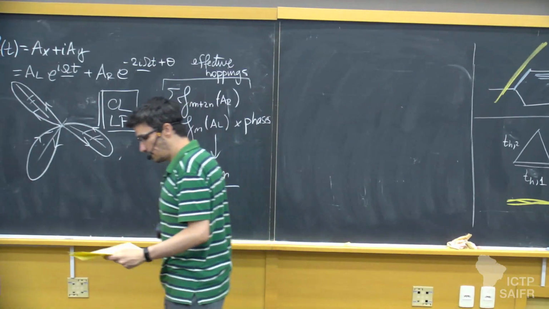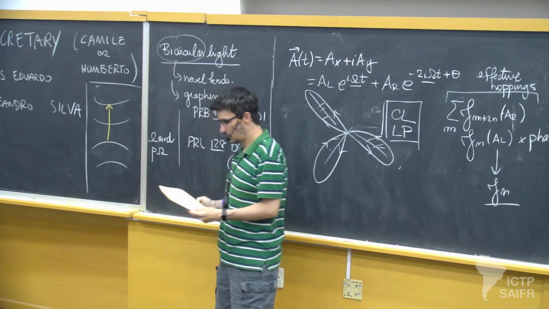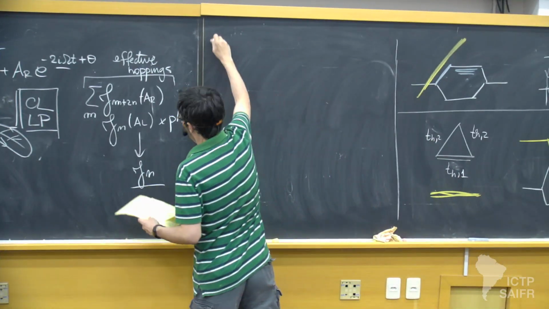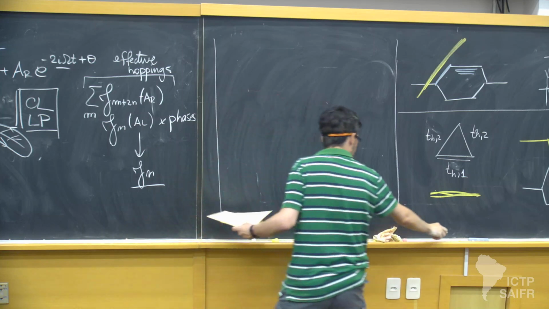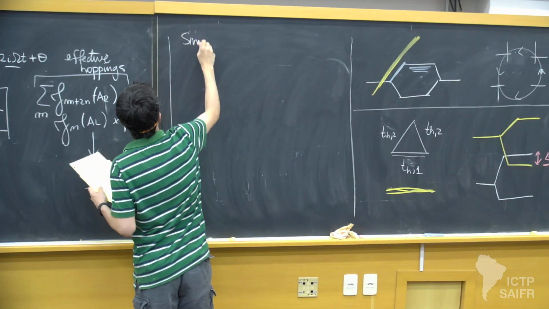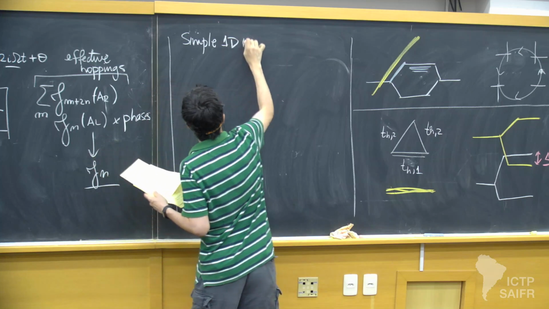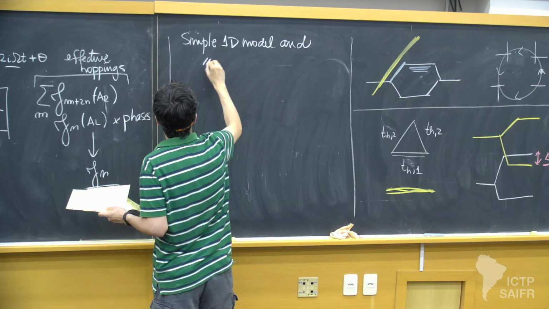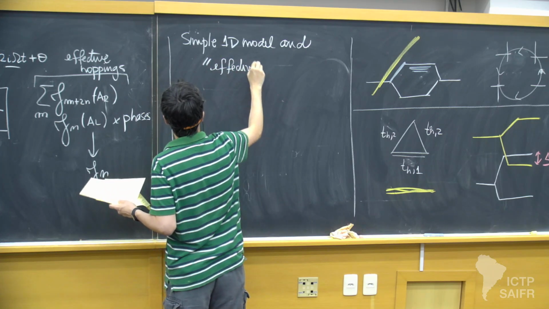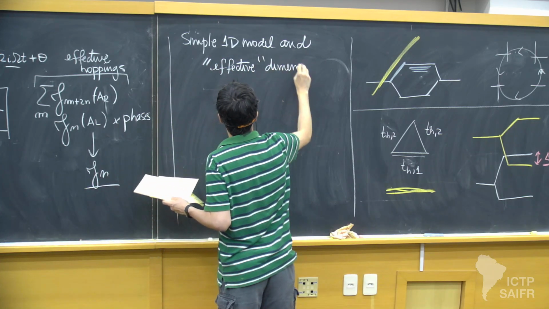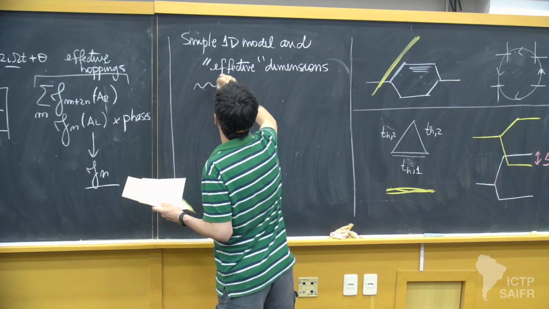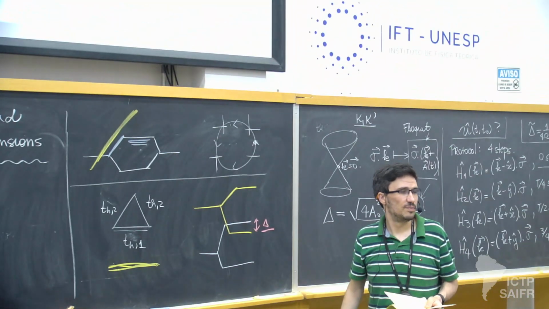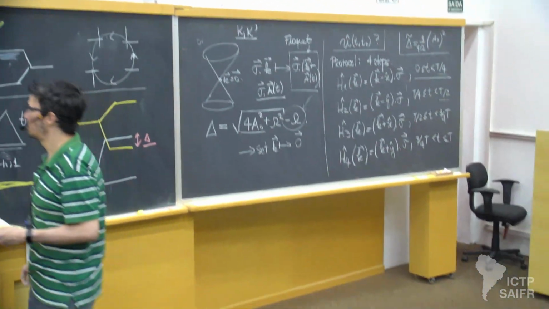So let's start with a chain. If we start with a chain, and then we want to see, so again, I would just give the title to this of a simple 1D model, and for lack of a better word, call it effective dimensions. It's still going to be the problem of finding the band structure of a simple system.